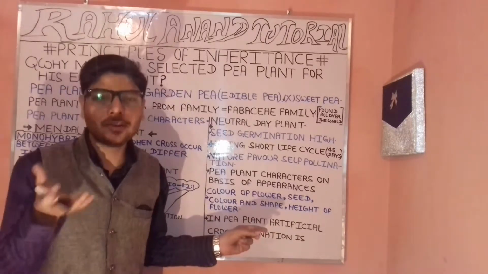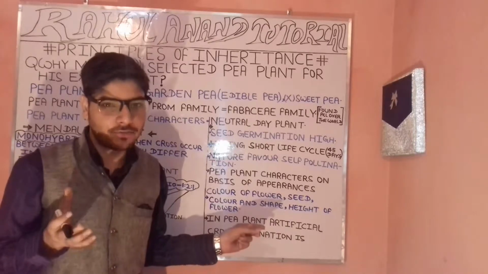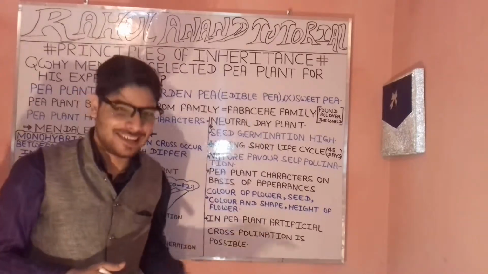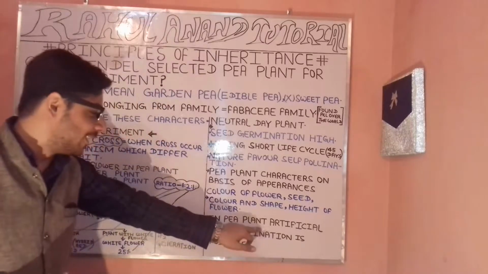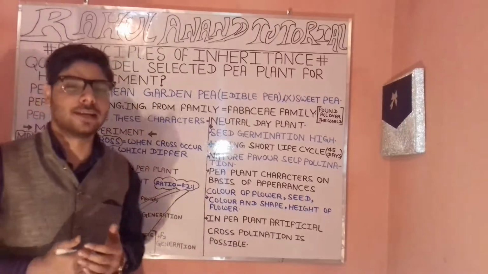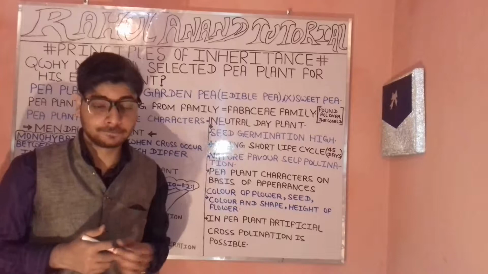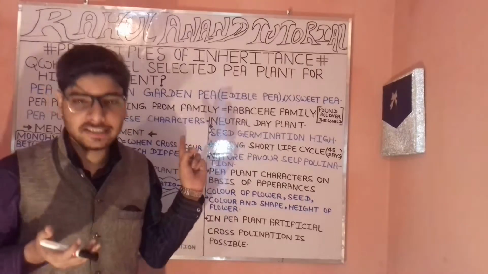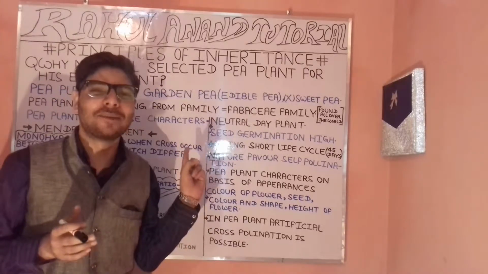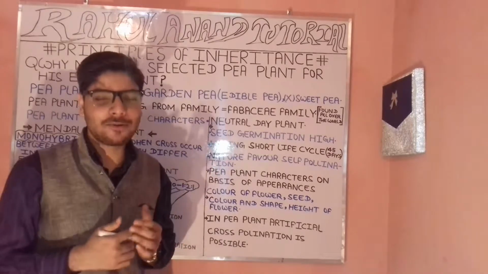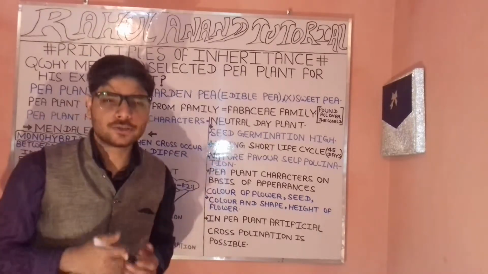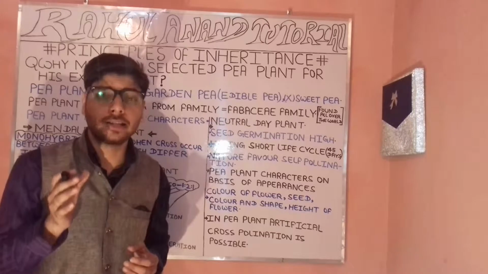So natural pollination will not be employed; instead, artificial cross pollination will be employed. Artificial cross pollination is possible in the pea plant. Now, when we are talking about the different experiments done by Mendel, there were about 7 to 8. So there were actually about 7 experiments done by Mendel.